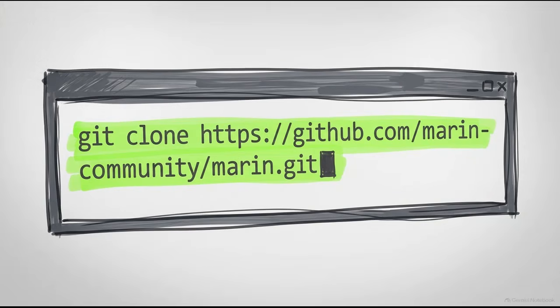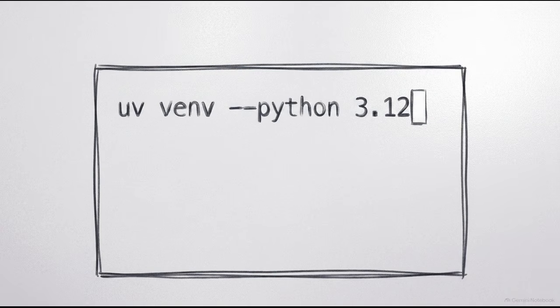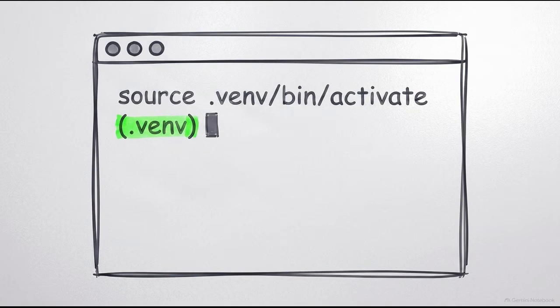Start by cloning the official repository from GitHub to download the core framework and its submodules. Once the download is complete, navigate into the newly created Marin directory. Now use the UV package manager to provision a virtual environment specifically targeted at Python 3.12. With the environment created, activate it using the standard source command.